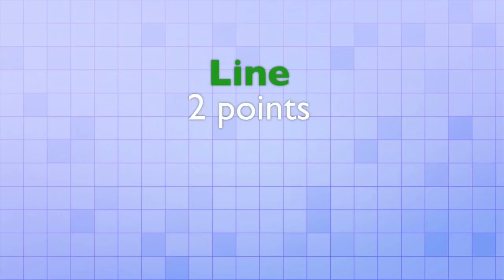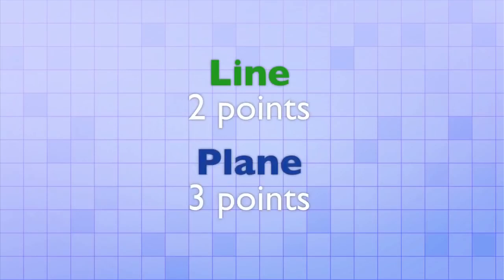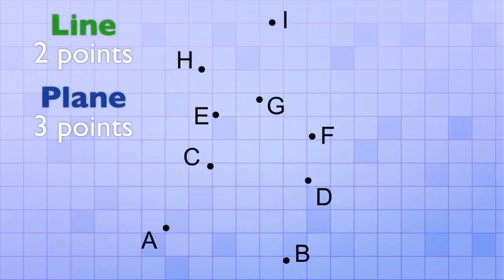Earlier in the video, we learned that you can make a line by connecting any 2 points, right? Well, in order to make a plane, it turns out that you need to have 3 points. Like our 3 points A, B, and C. If you just connect A and B, you get a line. But if you connect A, B, and C, you get a triangle.